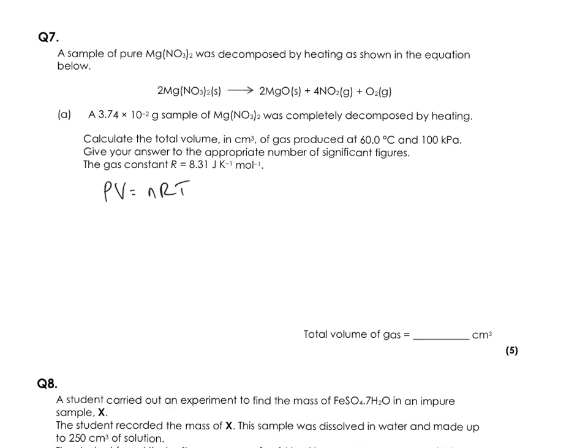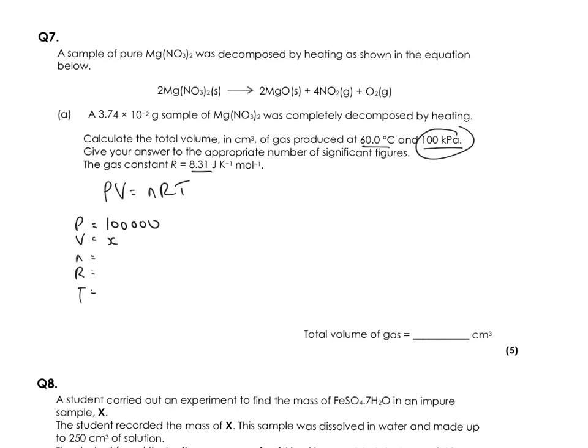I know it's an ideal gas equation question because firstly it's asking me for a volume of gas, but also it's giving me a temperature, pressure, and the gas constant, which is a bit of a giveaway. So PV = nRT, let's work out what those numbers will be. Firstly we've got 100 kilopascals, so it's going to be 100,000 pascals. We've got volume, which is what we're trying to work out.